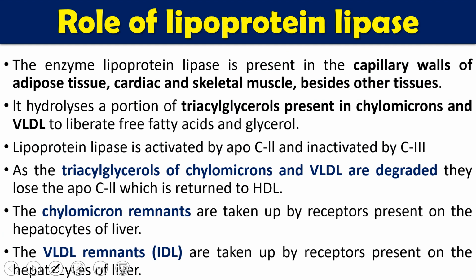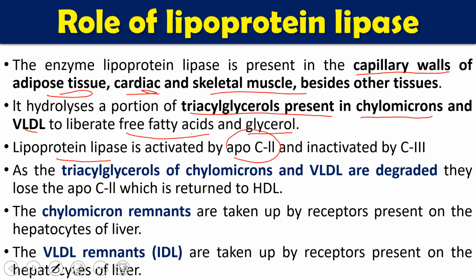Now something about lipoprotein lipase. The enzyme lipoprotein lipase is present in the capillary wall of adipose tissue, cardiac tissue, skeletal muscles, and some other tissues also. It hydrolyzes a portion of the triglyceride or triacylglycerol present in chylomicron and VLDL and liberates free fatty acid and glycerol: free fatty acid to the tissue and glycerol to the liver. This lipoprotein lipase, LPL, is activated by ApoC2, which is coming from HDL, and it is inactivated by C3.